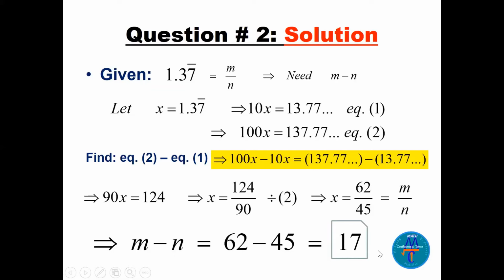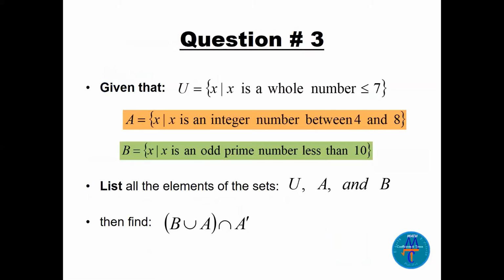Let's see question number 3. We have here a union and intersection. Let U be the set of x such that x is a whole number less than or equal to 7. A is another set, x such that x is an integer number between 4 and 8. Set B, x such that x is an odd prime number less than 10.